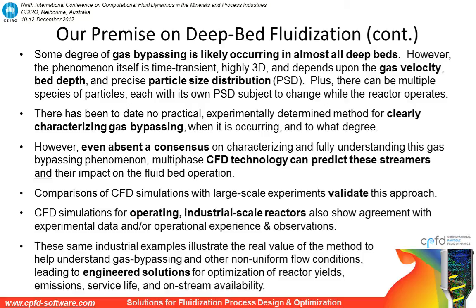To continue, some degree of gas bypassing is likely occurring in almost all deep beds. The phenomenon itself is time transient, highly 3D, and depends upon 3 primary factors: the gas velocity, bed depth, and particle size distribution. In addition, there can be multiple species of particles, each with its own PSD, subject to change while the reactor operates. To date, there's been no practical, experimentally determined method for clearly characterizing gas bypassing, when it is occurring, and to what degree.